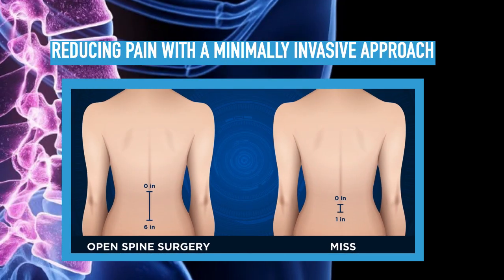So, reducing pain with a minimally invasive approach. As you can see on the right-hand side, there's an example of a minimally invasive spine incision. And on the left-hand side, we see an example of an open spine incision. And just looking at the size of the incisions, you can imagine there's much less trauma that occurs based on how the procedure is opened.